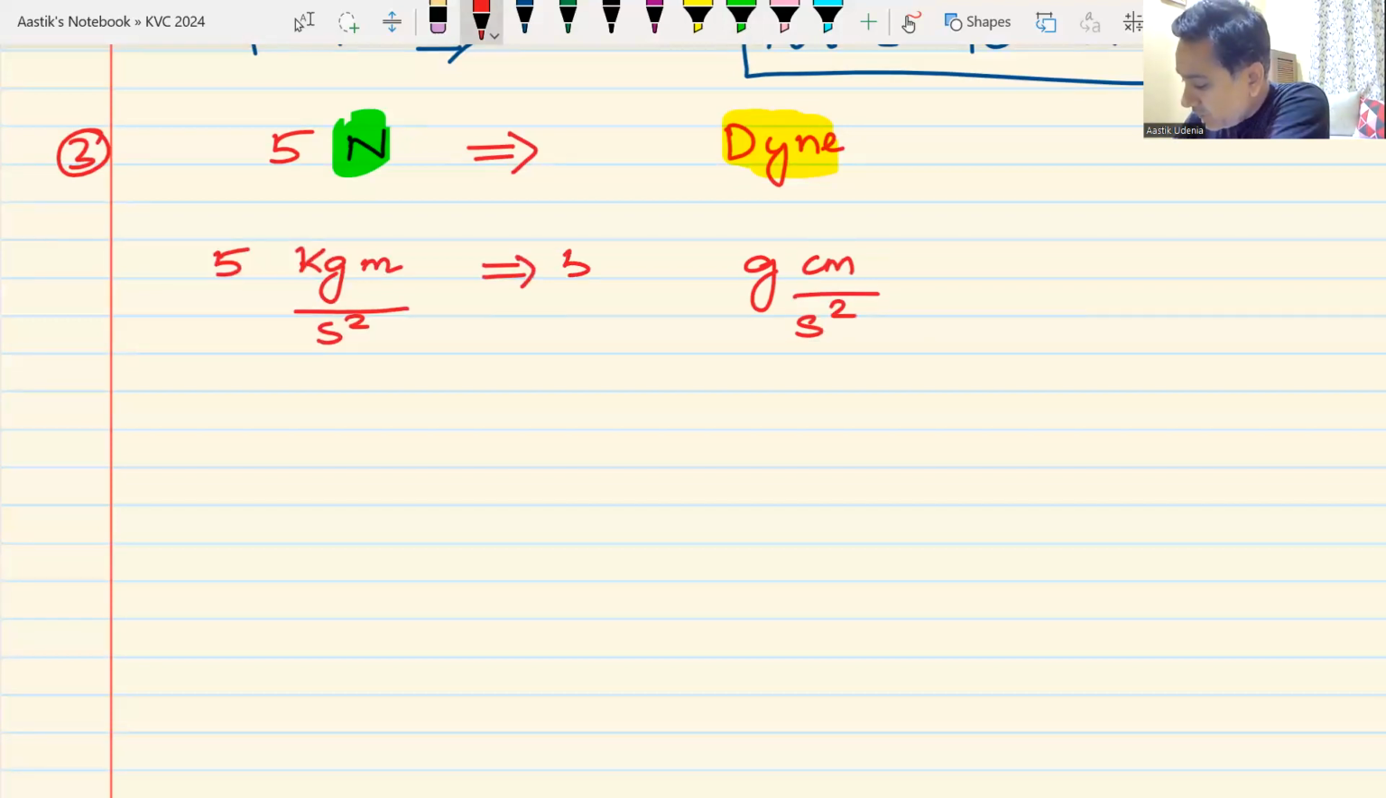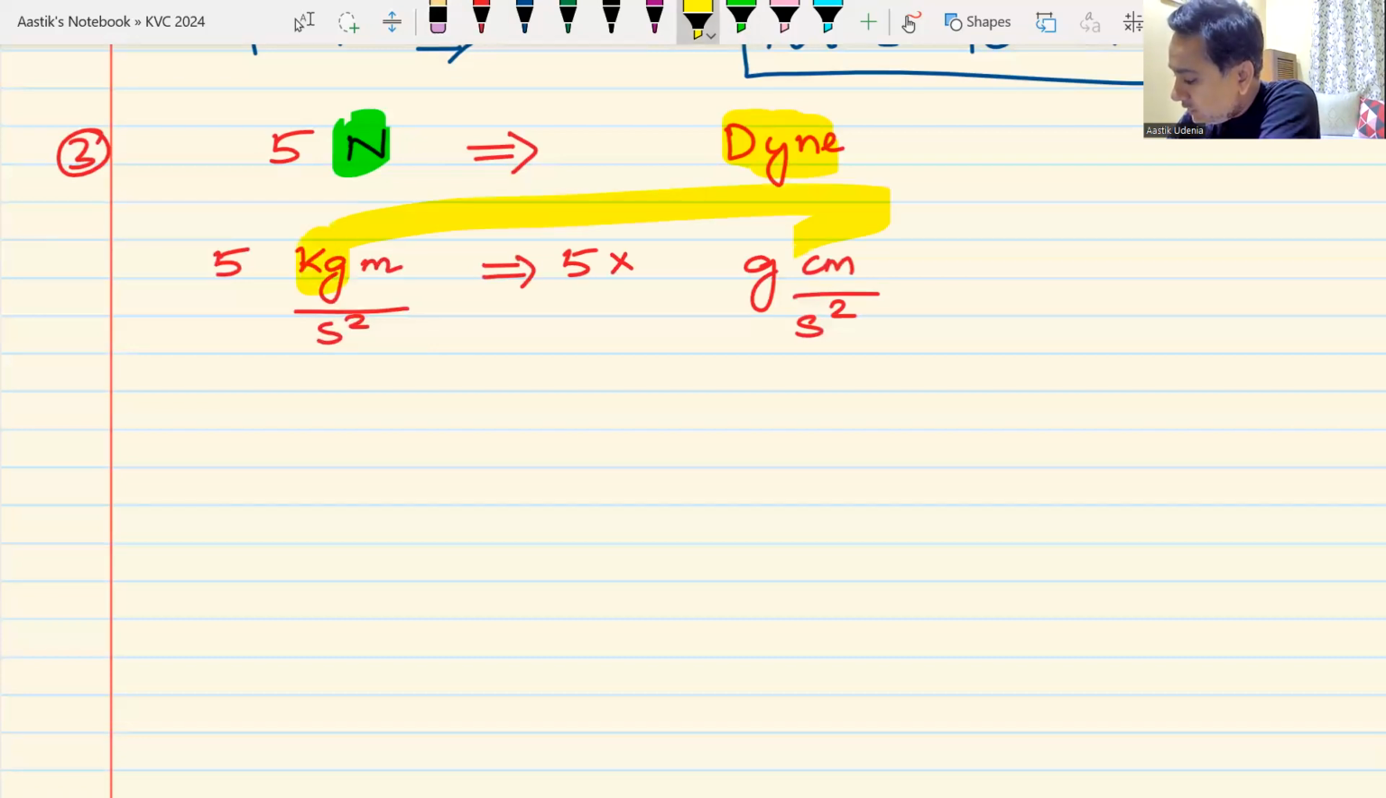5 comes here. 5 into, I need to do the blue part, yellow part. Kg is to be converted into grams. I know how to convert kg into grams. Yes or no?